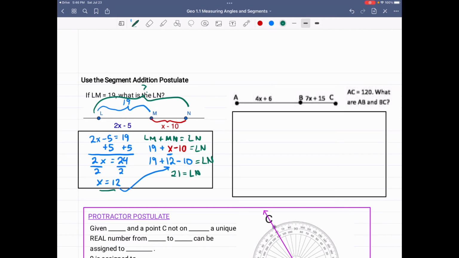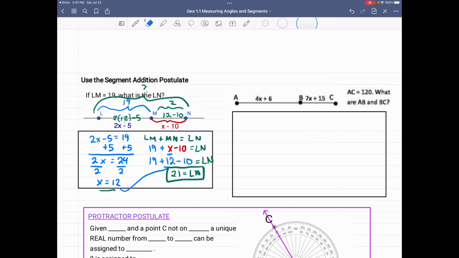Let's see if that makes sense. Let's just put into x the 12. So we have 2 times 12 minus 5, and we have 12 minus 10. So here we have 24, 2 times 12 is 24, 24 minus 5 is 19. Well, that's what we got before, 19. And then 12 minus 10 is 2. This is not drawn to scale. And so 19 and 2 gives us 21. We got it.